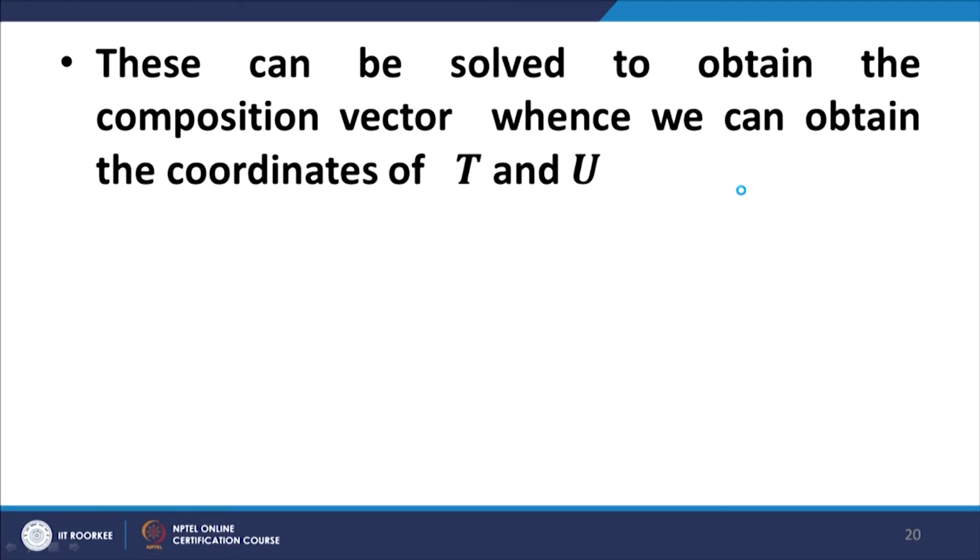Now, equation number 37 can easily be solved. It is a pair of equations and two unknowns z 1 and z 2. We can solve this to obtain the expressions for z 1 and z 2, and knowing these, we can calculate the expressions for x 1 and x 2 straight away. So, at the end of the day, this set of equations 37 enables us to work out the composition vectors of the composition that is represented by the points t and u in the diagram that we discussed earlier.